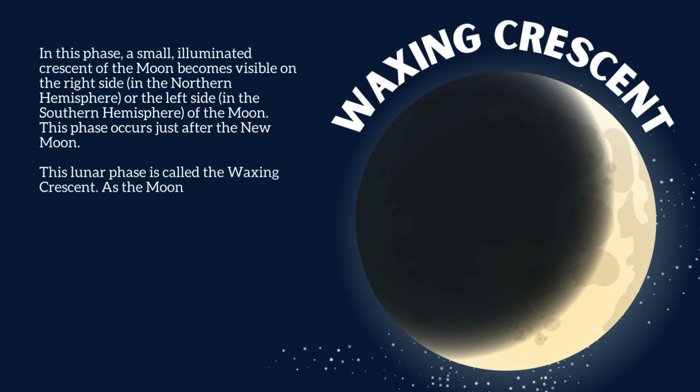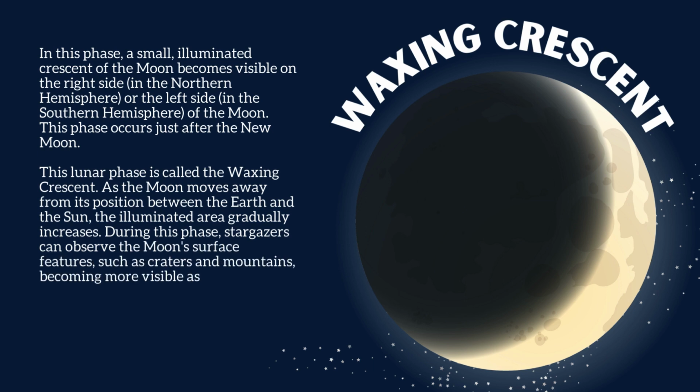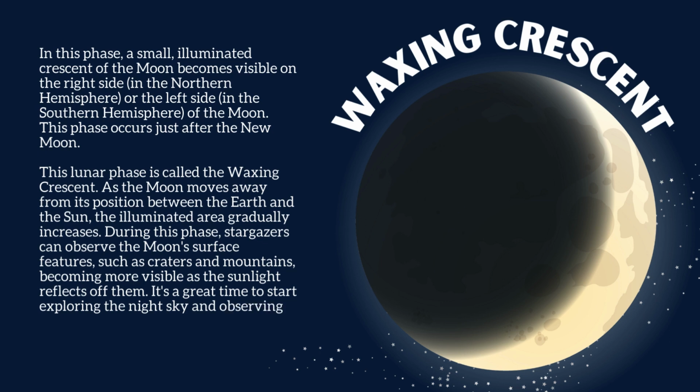As the moon moves away from its position between the Earth and the sun, the illuminated area gradually increases. During this phase, stargazers can observe the moon's surface features, such as craters and mountains, becoming more visible as the sunlight reflects off them. It's a great time to start exploring the night sky and observing the moon's changing phases.